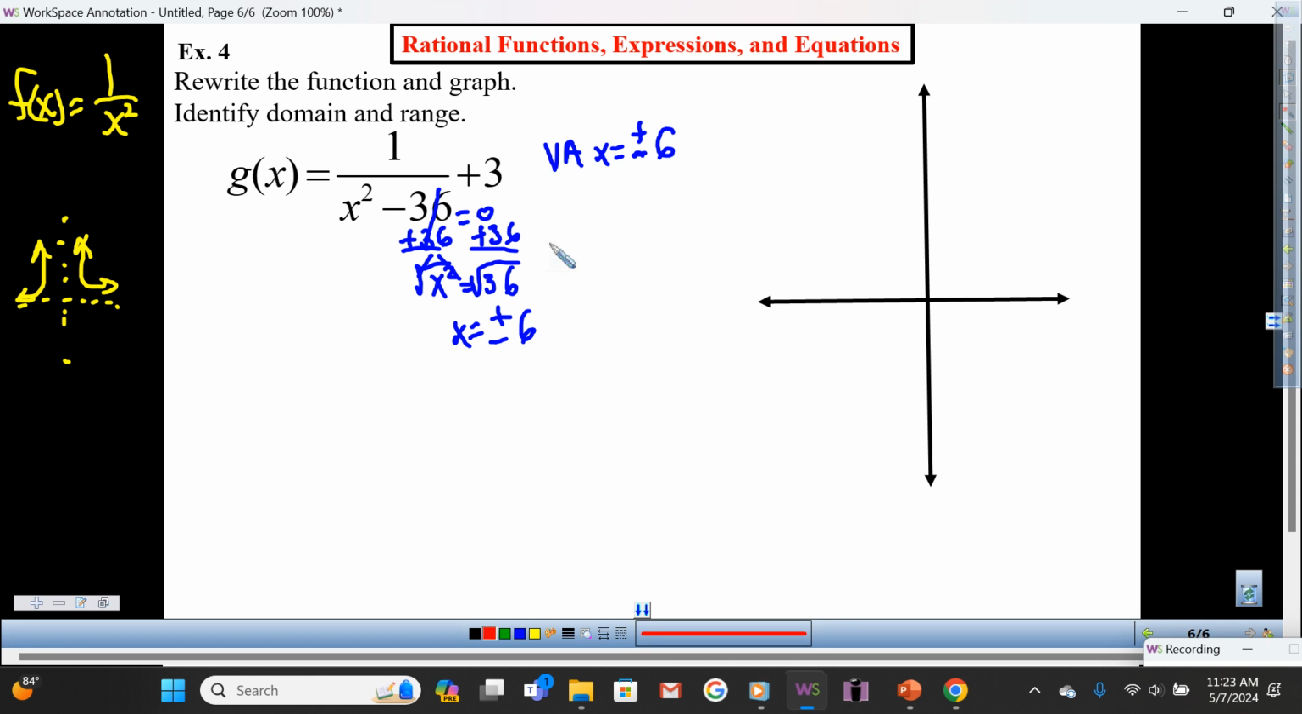Next, HA. Tell your neighbor what the HA is. What is HA? Everyone, show me with your fingers. HA. Yes, 3. So let's start with that. 1, 2, 3. Plot your HA. Our VA is positive 6, and negative 6.